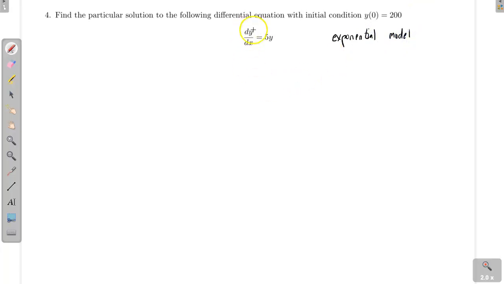And whenever you have an exponential model, my solution for y is ce to the kt. And in our equation, k is the number that was next to our variable here, so that's going to be e to the 5t. And c is your initial value where you start out. Well, I start out at 200, so it's going to be 200 in front. And that's the whole problem if you know the kind of shortcut that this is an exponential model.